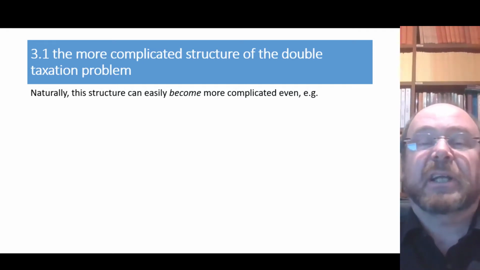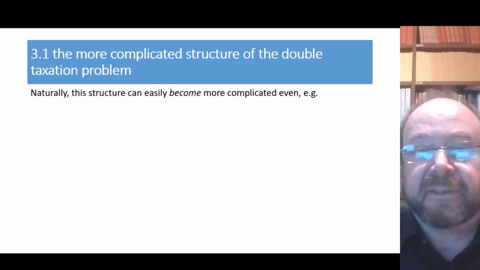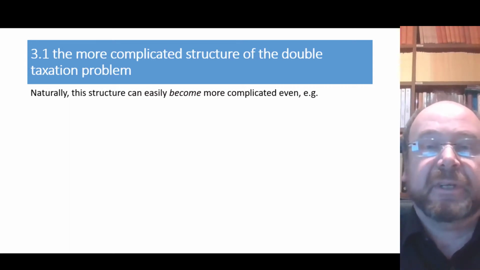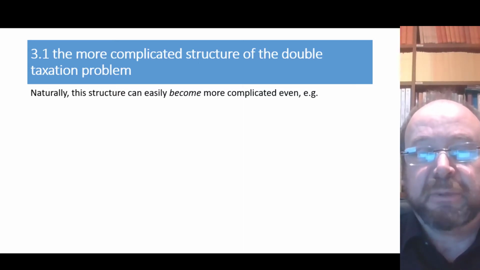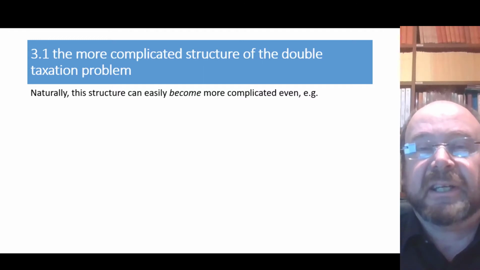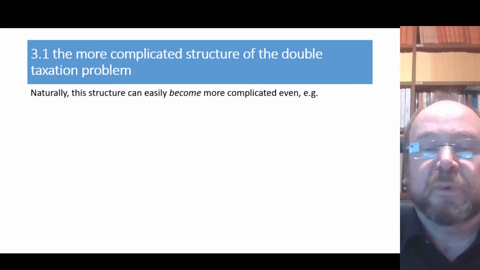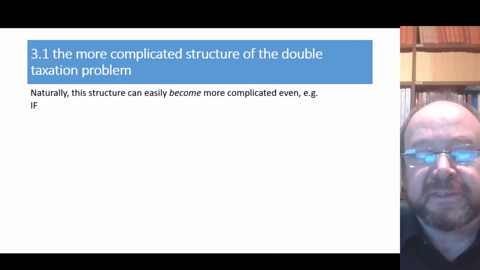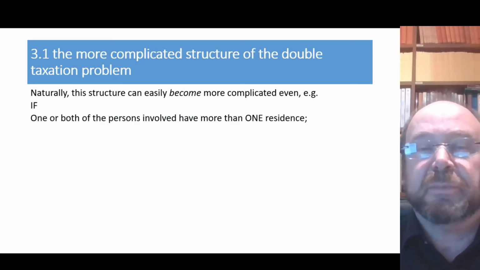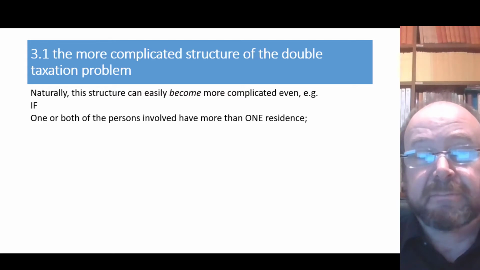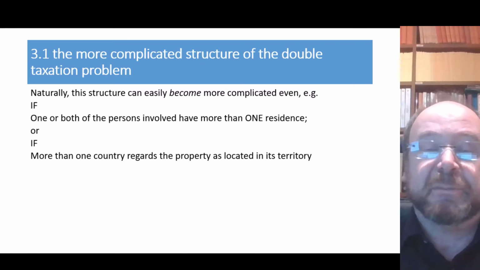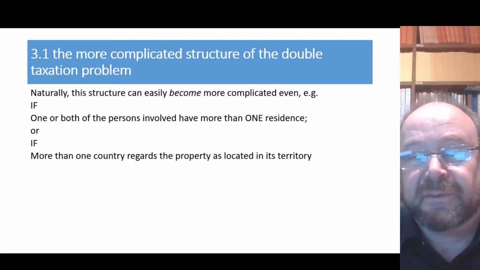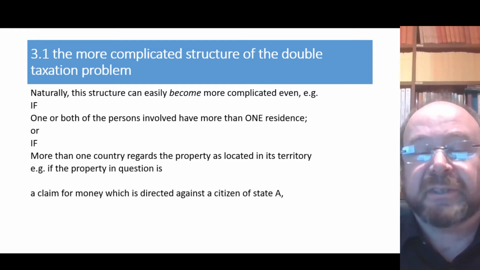And by the way, now we have an overview about that three-country constellation. This is, in theory, the simple constellation of double taxation which can happen. Naturally, this structure can easily even evolve into a more complex one, because there might be one or two persons involved having more than one residence, or it might be that more than one country regards the property as related to its own territory.